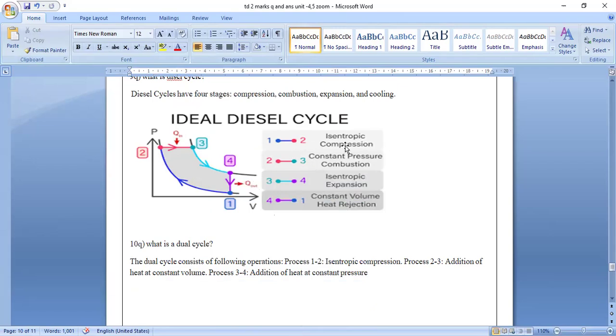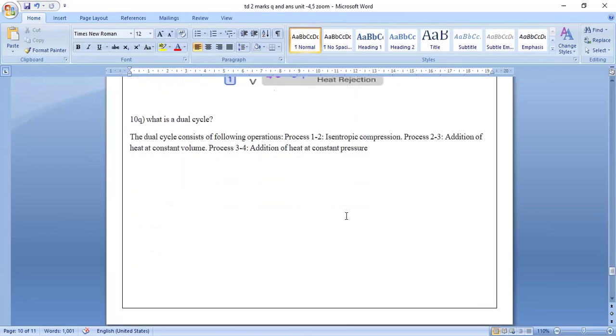So here, see, 1 to 2, it is isentropic compression. Here, 3 to 4, it is isentropic expansion, the exact opposite. Then these two are opposite: constant pressure combustion and constant volume heat rejection. So at constant pressure, combustion is done, and constant volume heat rejection is done, as in the Otto cycle.